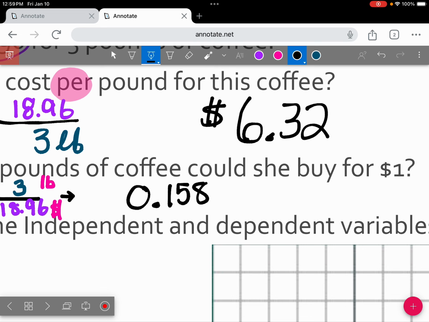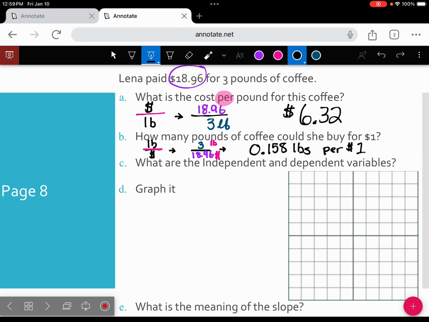So not even a quarter of a pound of coffee per dollar. So if she is on the Broke Express, needing to buy her coffee by the dollar, that's enough for like a cup of coffee. Maybe. That's not very much. So is it okay if we did 1 divided by 6.32? Absolutely fine. You should wind up at exactly the same answer, unless we rounded more on the thing. So it should be at least really close. Okay.